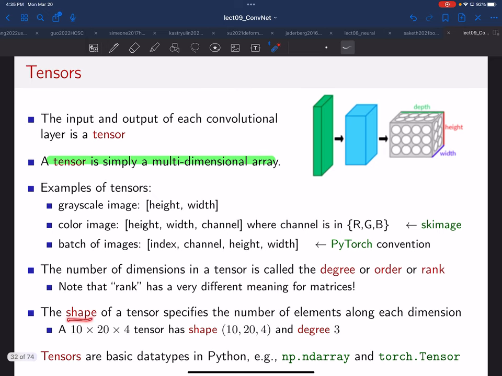The shape of the tensor is the list of numbers that tell you the sizes of all those dimensions. So for example, if I have a 10 by 20 by 4 structure, then you would say its shape is 10 by 20 by 4, and because there's 3 things, you'd say its degree is 3. And I think you've already seen this with NumPy, because in NumPy, if you do something dot shape, it just reports that. So you've already seen these ND arrays in NumPy, these are just tensors, and in PyTorch, they're called dot tensor.